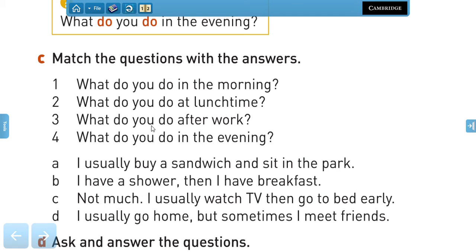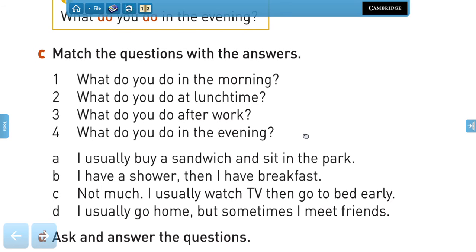Number 3, with letter D, right? I usually go home, but sometimes I meet friends. What do you do in the evening? Not much. I usually watch TV, then go to bed early, right? So pay attention that in this case, we're talking about what things do you do. So you have to give examples, right? You cannot say yes or no. That's not enough. Very good.